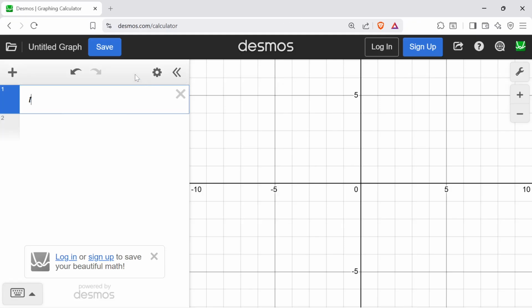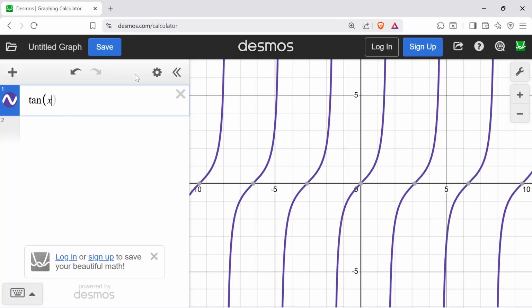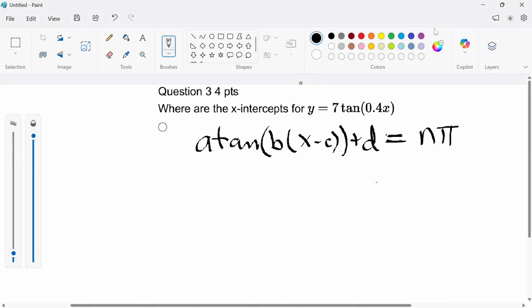Let me show you. Tangent x. Notice the x-intercepts are 0, pi, 2 pi. So 1 pi, 2 pi, 3 pi, negative 1 pi. So I just set that to n pi. N is an integer. And then I solve it. Now this one doesn't have a d, so it makes it very simple. But I'm going to do it.